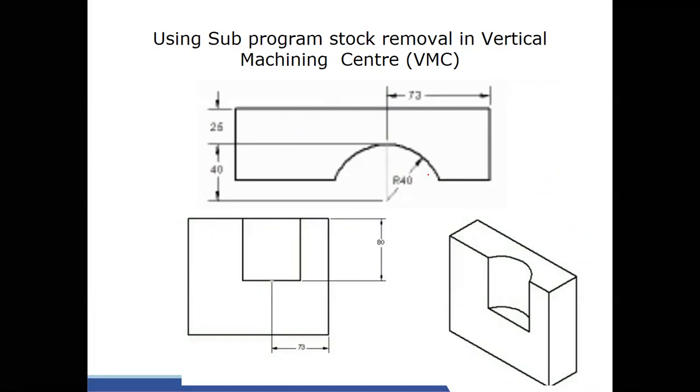So this is the dimension. Before machining, the job will look like this. My intention is to make a circular arc to a depth of 80 mm. This height is 80 mm. Okay, 80 mm is given.